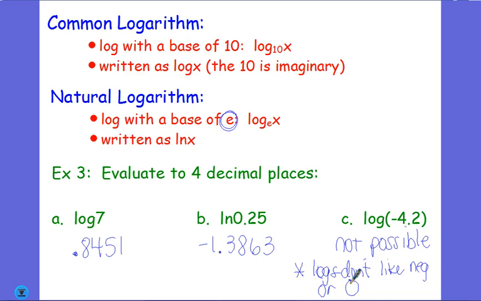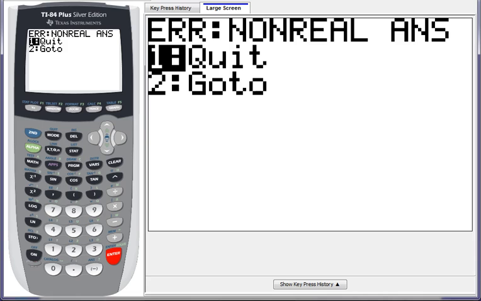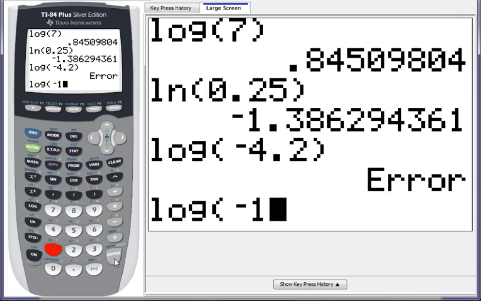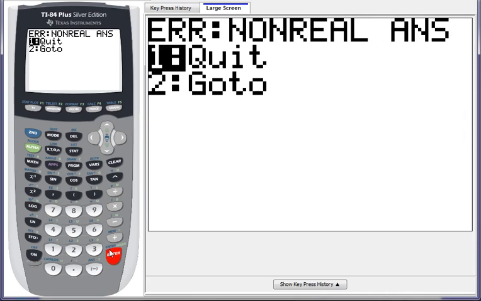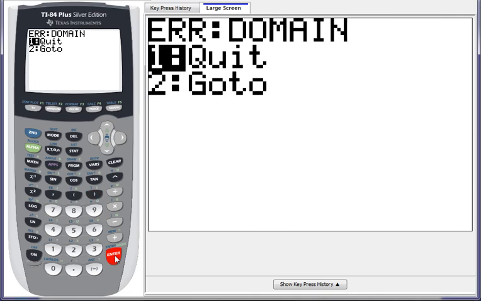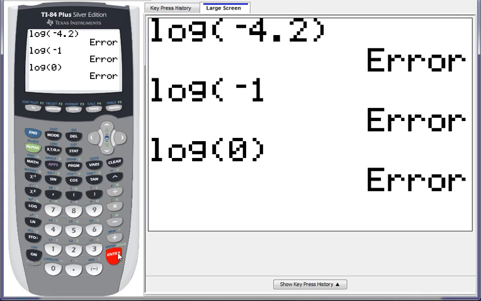Okay, it doesn't matter what number it is. You can try as many as you want. Okay, if you try the log of negative 1, doesn't like it. If you try the log of 0, doesn't like it. Okay, so keep in mind, no negatives and no zeros are allowed to be with logs.